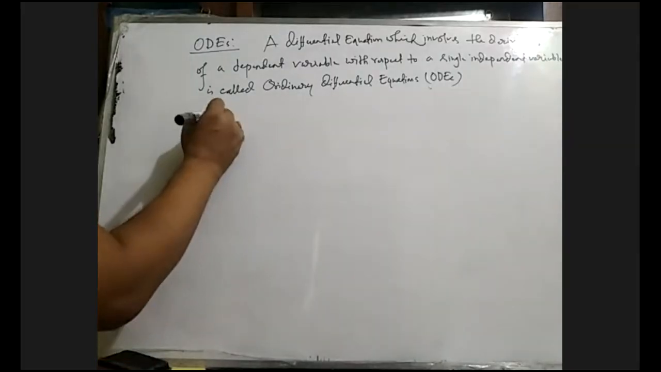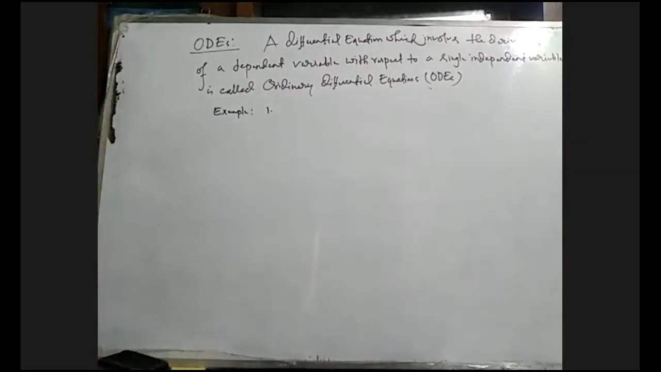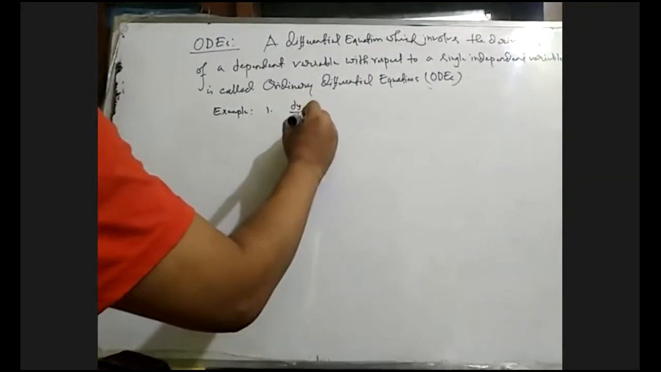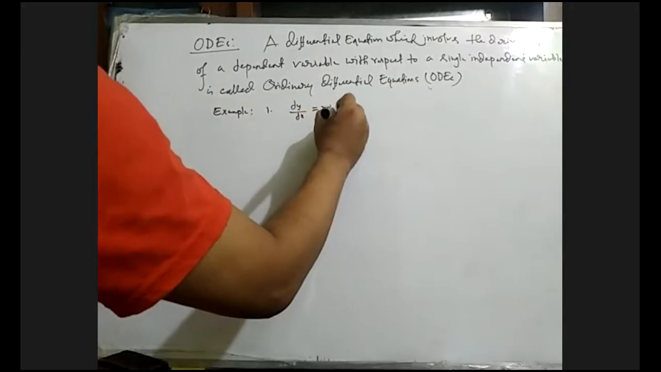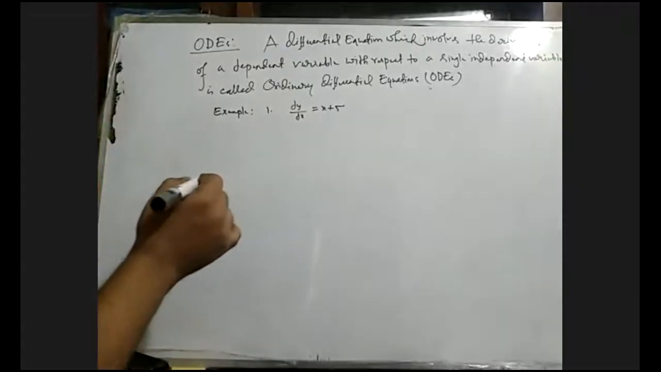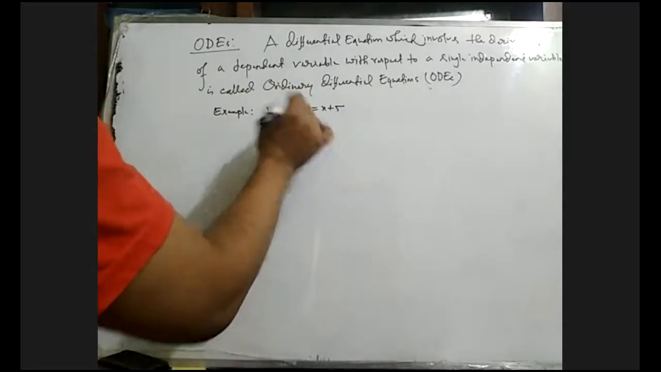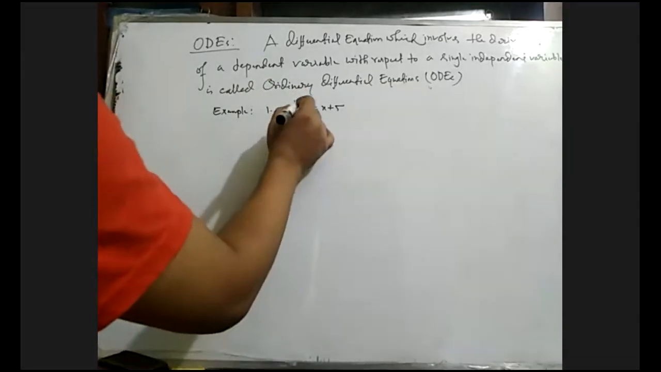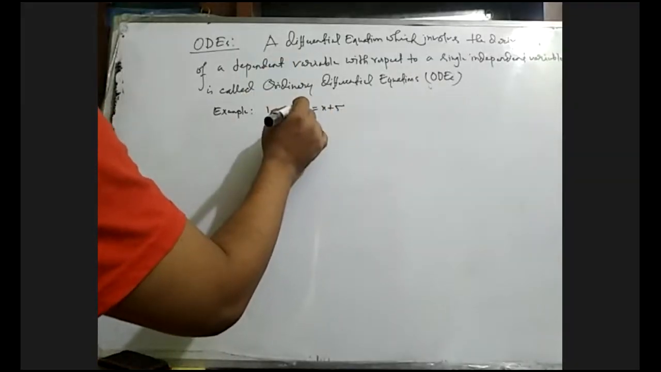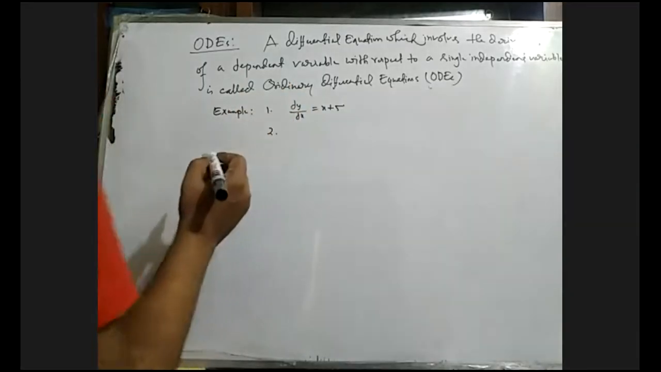For example, suppose we have an equation dy/dx equals x plus 5. This is a differential equation because it involves a differential coefficient. Here y is the dependent variable and x is the independent variable. This is the rate of change of y with respect to x. So there is only a single dependent variable and a single independent variable. This is why this is ordinary.